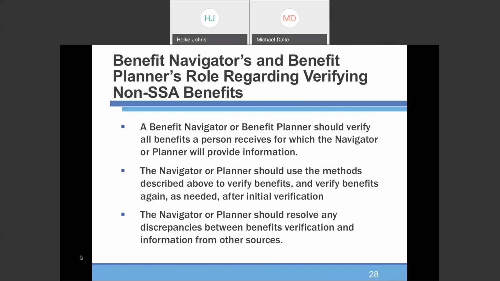Either a navigator or a planner can use the methods that we went through that are documented in the chart to verify benefits and then again re-verify them if necessary later. If you're a navigator or a planner, you always want to resolve any conflicts between the benefits verification you've gotten from official sources and information you've gotten from other sources such as the individual or their representative payee.